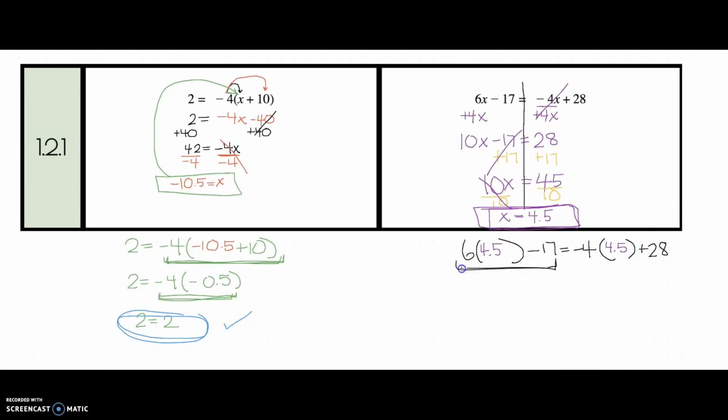If I type this whole thing into a calculator, 6 times 4.5 minus that 17, I get 10. And then if I type this whole thing into a calculator, negative 4 times 4.5 plus 28 is also 10. So I want to ask myself, is this true? Does 10 equal 10? Well, yes, we know that that is true, so my answer is right.